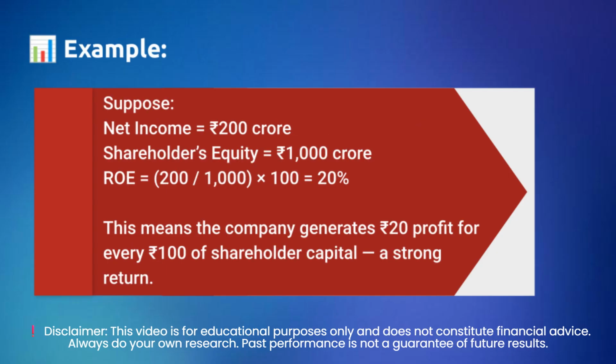Example. Suppose net income equals 200 Indian rupees crore. Shareholders' equity equals 1,000 Indian rupees crore. ROE equals 200/1000 times 100 equals 20%. This means the company generates 20 Indian rupees profit for every 100 Indian rupees of shareholder capital, a strong return.